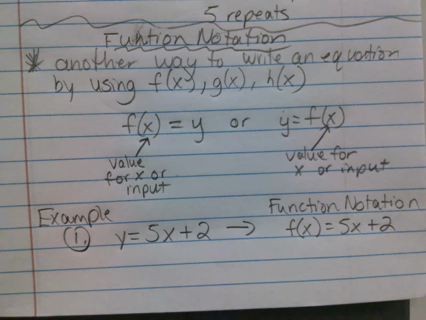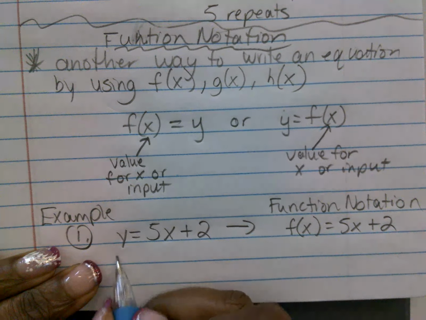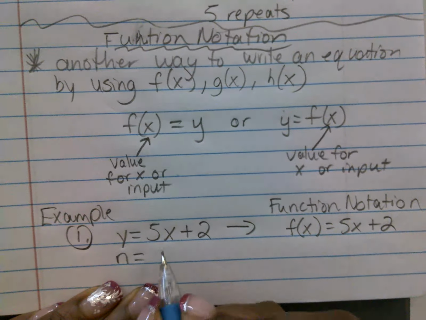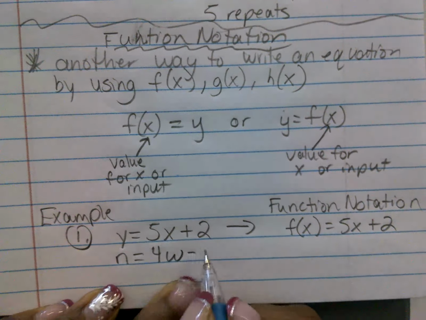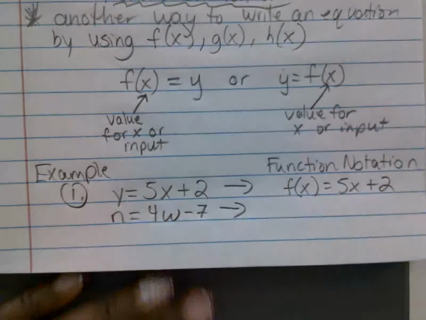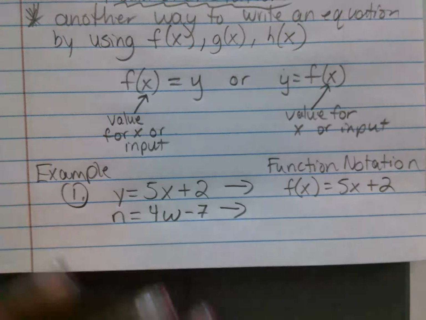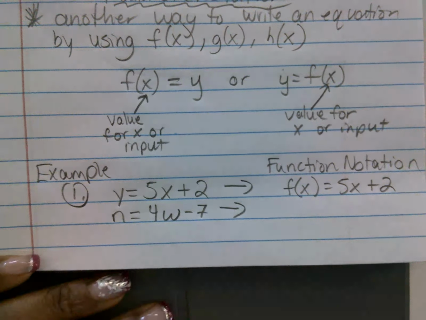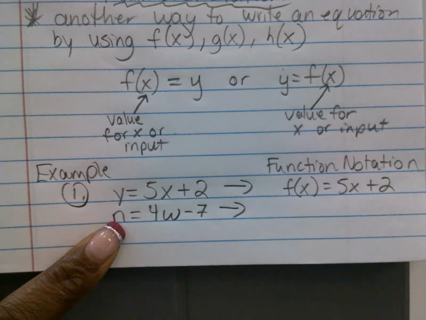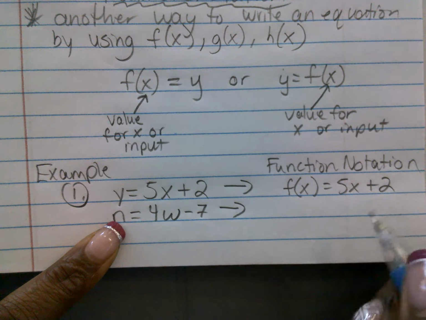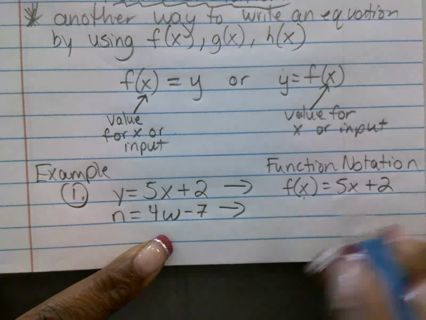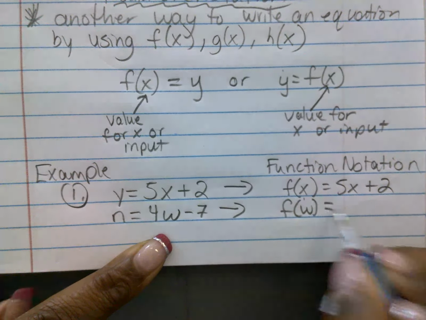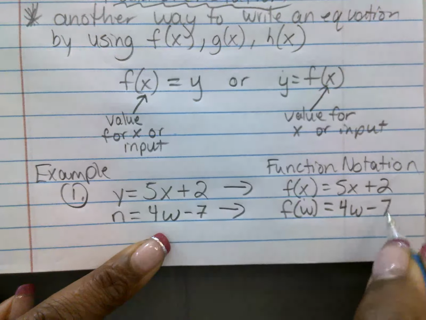Any questions? All right, let's try this. Let's suppose that we have n is equal to 4w minus 7. See if you can write that in function notation. All right, here we go. We're going to replace n or y with f of x or g of x, but instead of putting x, what variable did they use here? W. So we're going to put f of w is equal to 4w minus 7.